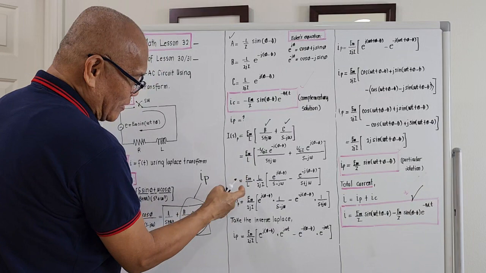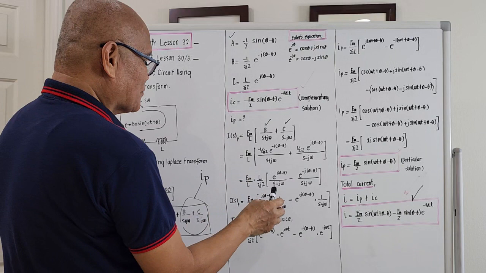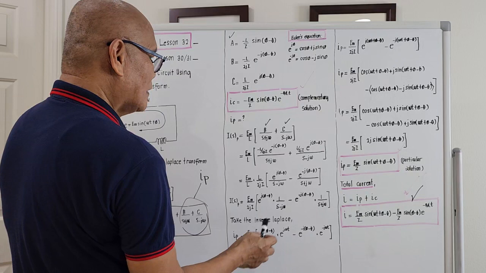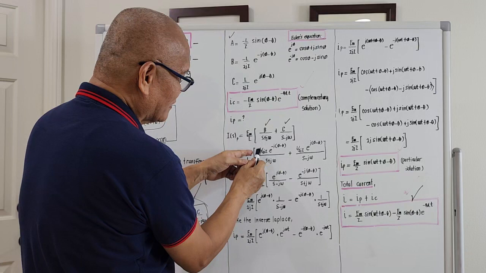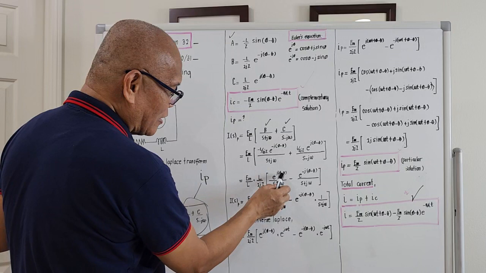So it will be E sub M over L times L over 2JZ. Z is actually the impedance. Open bracket. For the first part, I will write first this one because this is negative. I want the negative part to be written next to the positive. So I will write first this one. We bring out this L over 2JZ. So what remains will be E raised to J angle P minus theta all over S minus J omega.